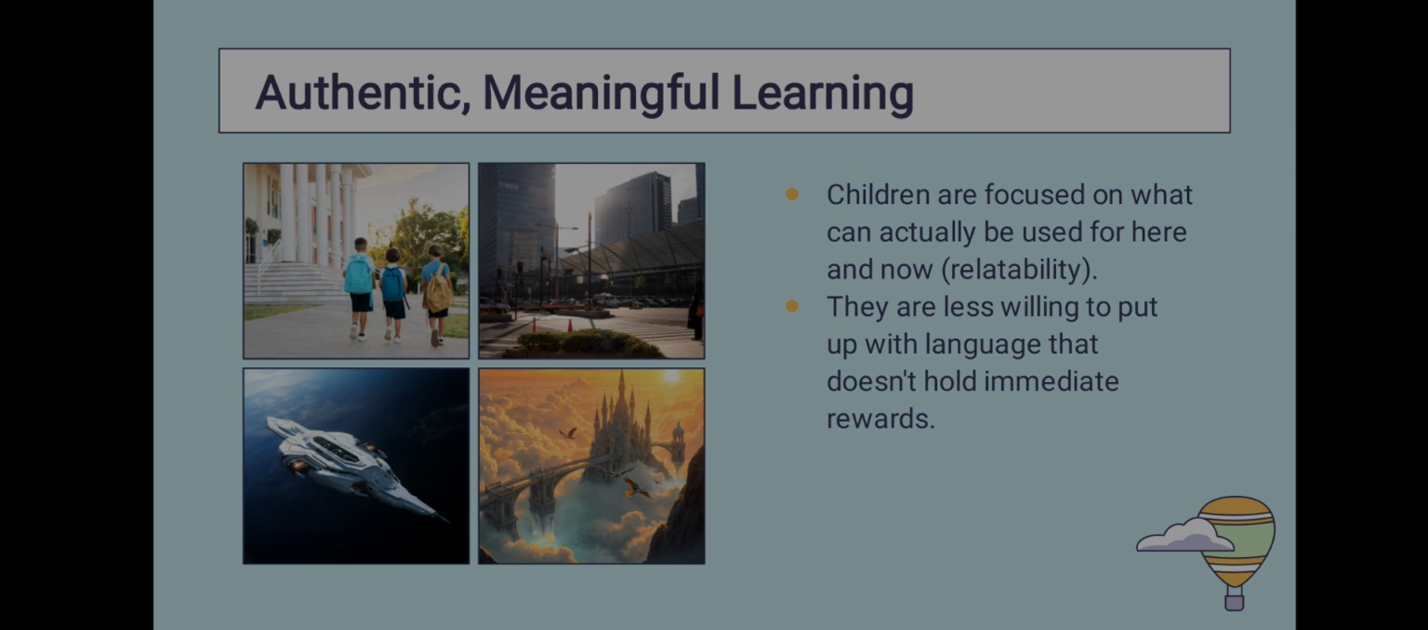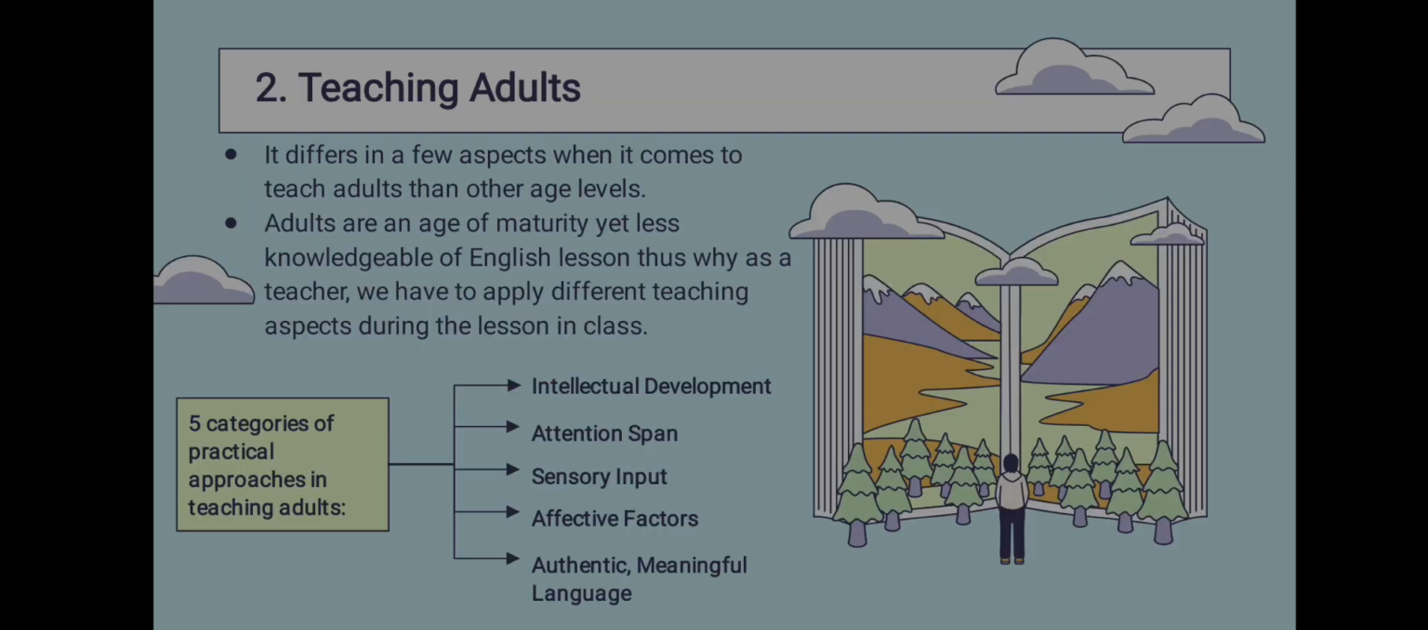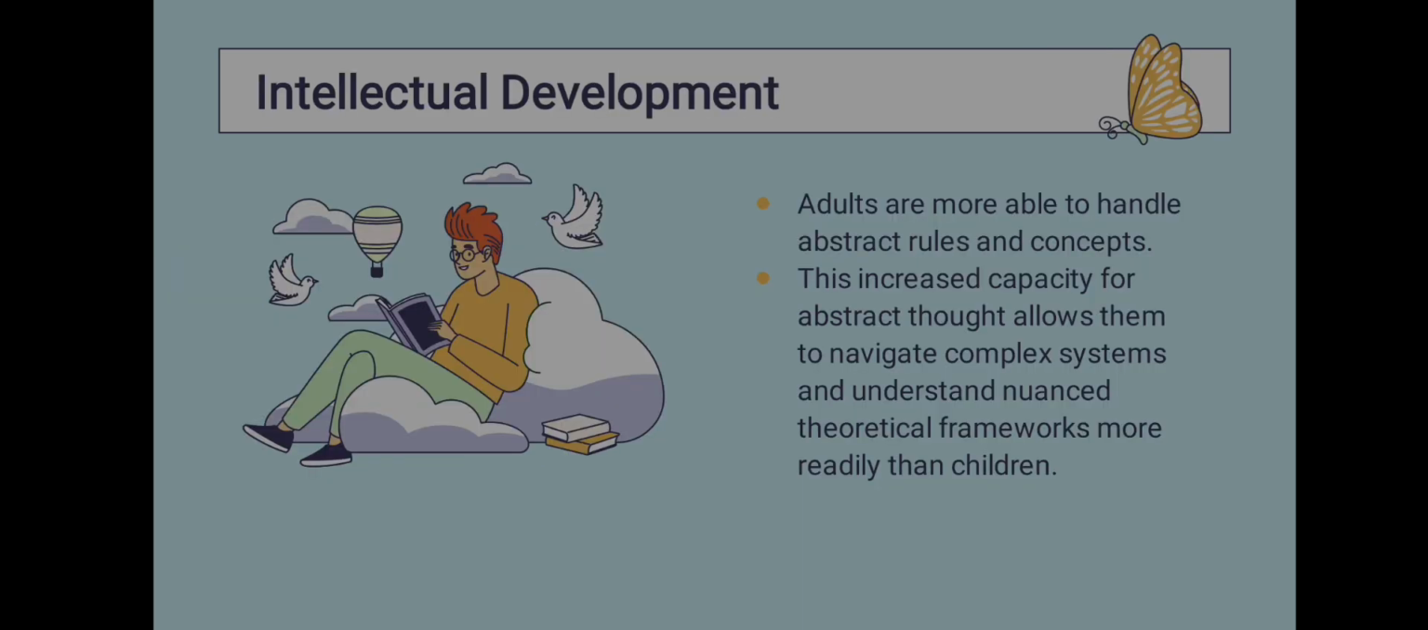Now, let's move on to teaching adults. Adults are more mature and independent than children, but they may sometimes feel insecure when learning a new language. First key area is intellectual development. Adults are capable of understanding abstract concepts and grammar rules. They appreciate knowing the reasoning behind the rules, not just how to use them.